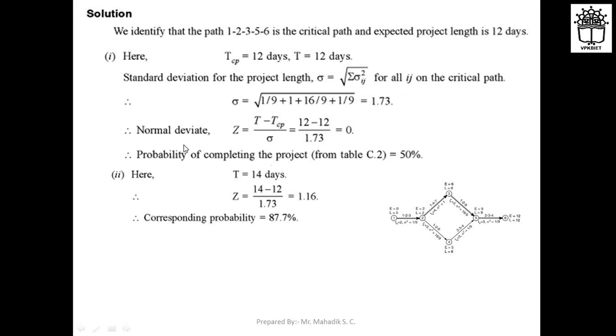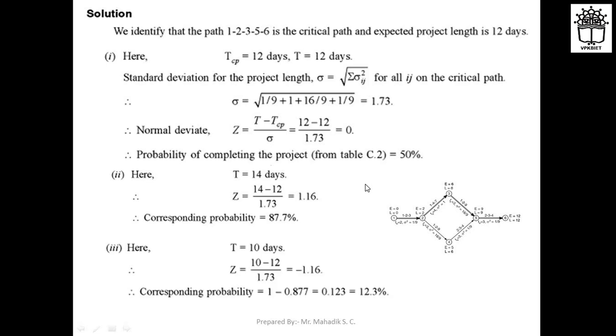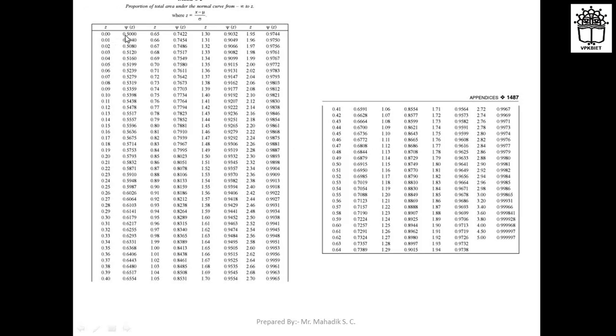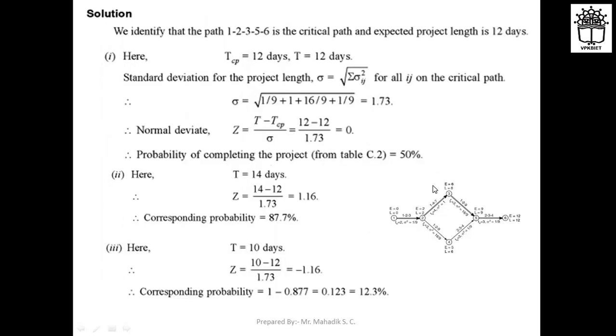Now the normal deviation, that is z, is equal to T minus TCP upon sigma. T is 12 days, so 12 minus the critical path, which is 12 days again, divided by sigma, that is 1.73. It will be 12 minus 12, 0, divided by 1.73, which is 0. So you can see that the probability of completing the project will be 50%, right? Because from this table, when z is equal to 0, the value will be 0.5. So that is a 50% probability. From that table you can calculate, right?